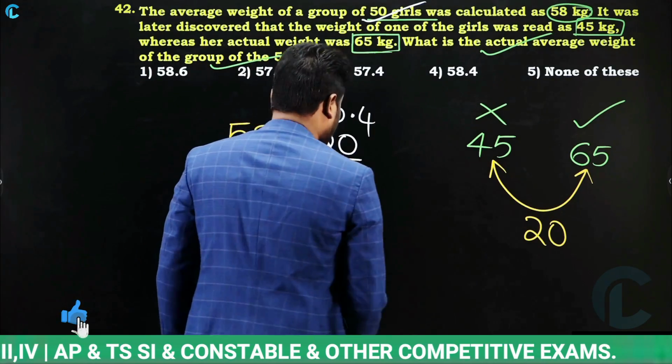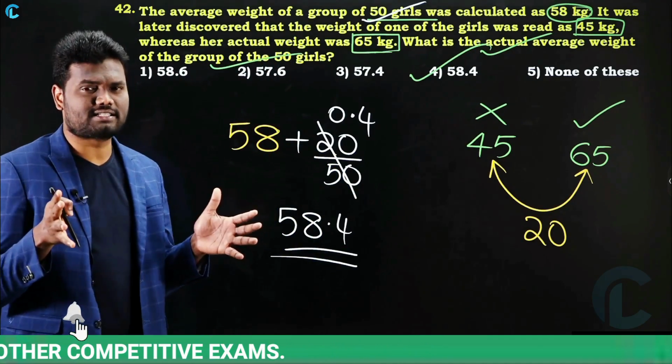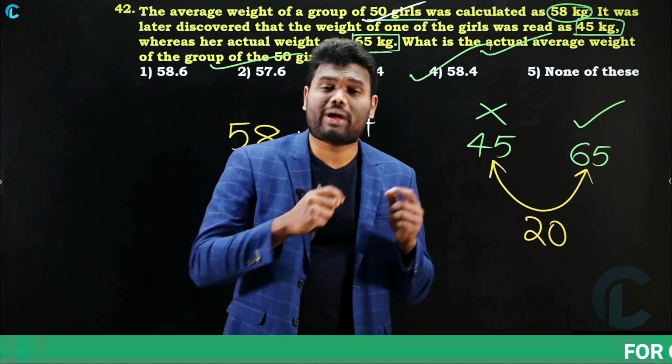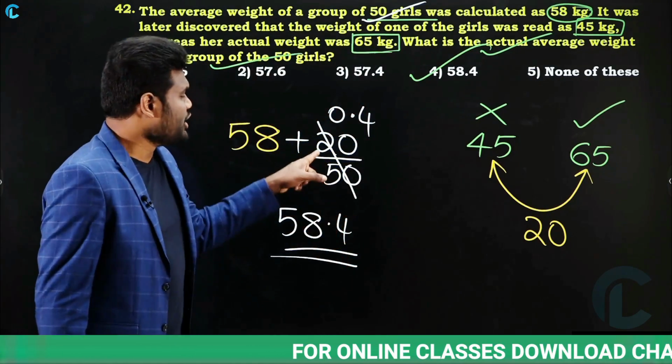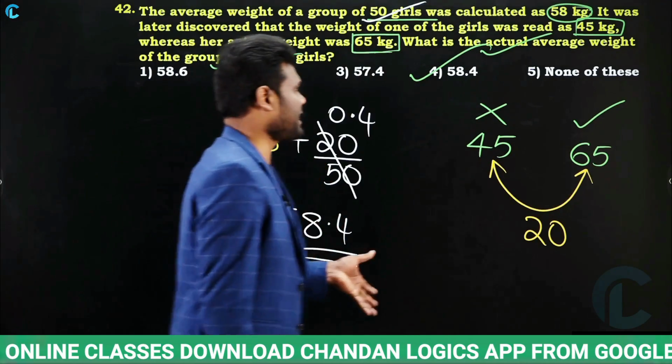Okay, very, very simple. What you need to do is read the question clearly, take the difference, and after that, if the wrong value is more, subtract. If the wrong value is less, add. But don't forget, while adding or subtracting, you need to distribute them.